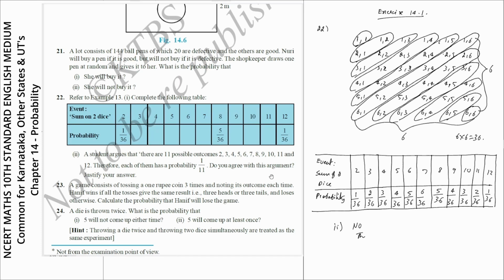Why? Because there are 36 possible outcomes. You can see the list there. It's not 12 outcomes, there are 36 outcomes. For example, the probability of getting 3 is 2 by 36. Why? Because 1 and 2 and 2 and 1 are different outcomes.